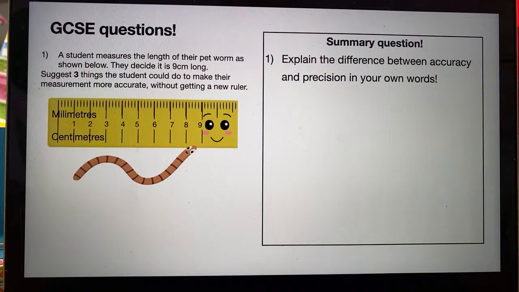All right, so you've got a ruler here, there's a little gap, and then it starts with centimetres on the bottom and millimetres on the top, and you've got a worm next to the ruler, which is sort of wiggling along. And the ruler's got a smiley face, but that just happens to be the image that I found, so that's not relevant here.